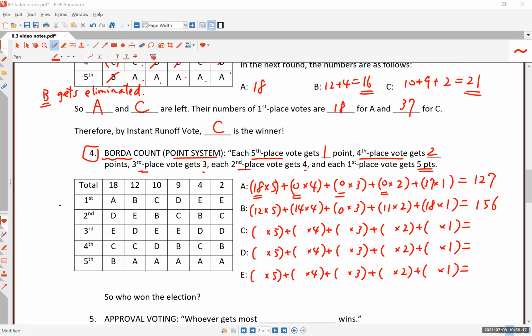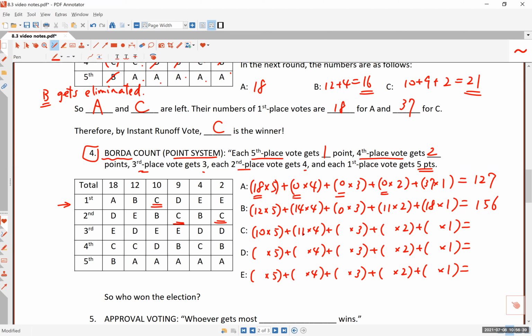Again, I will look at this chart sideways. C appears here, which is 10 first place choice votes. And then C appears in 2 columns for second place, right? So it's 9 plus 2, and that's 11 people choosing C in second place. So C gets 11 votes with 4 points.